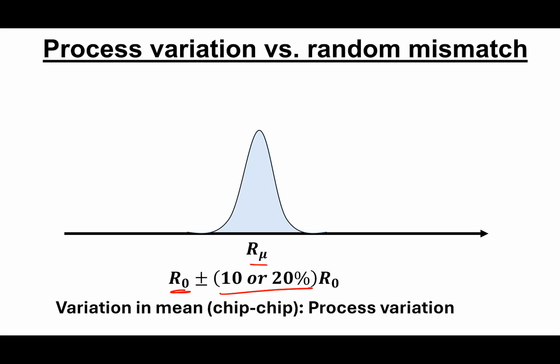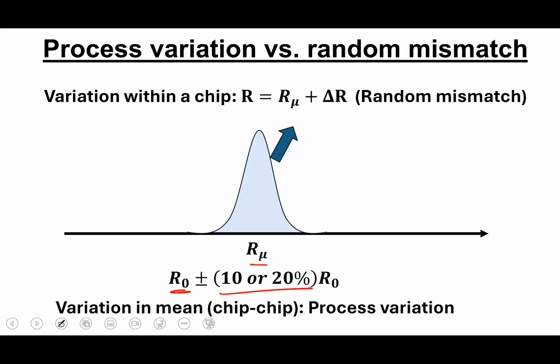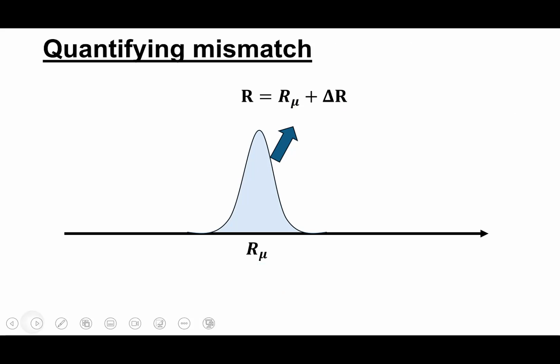Now in a particular chip, as we saw here, there is going to be variation in the resistance value around the mean, and this is called random mismatch. That is, within a chip, the variation in the component values is what we term random mismatch. So what I am plotting is the distribution of the total resistance, that is the mean plus the variation.